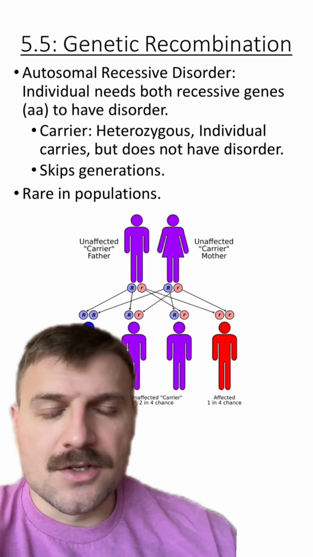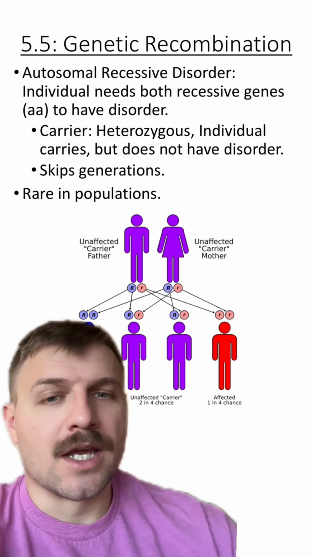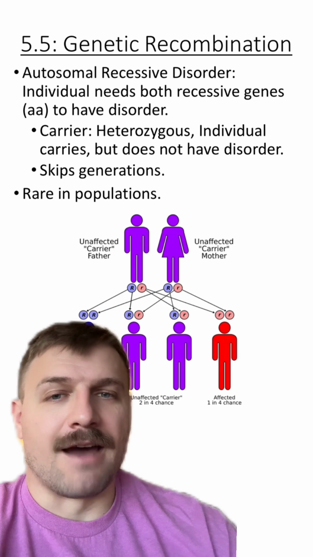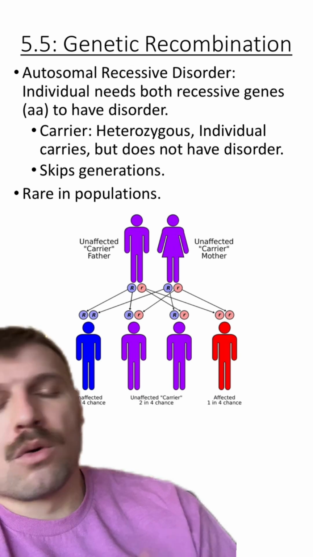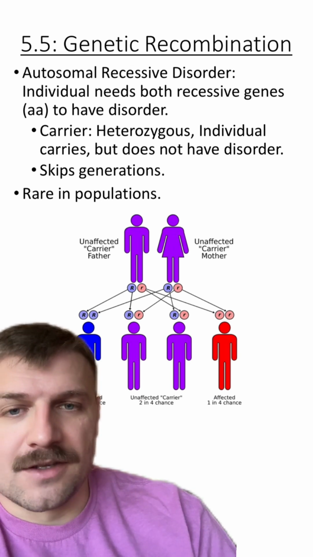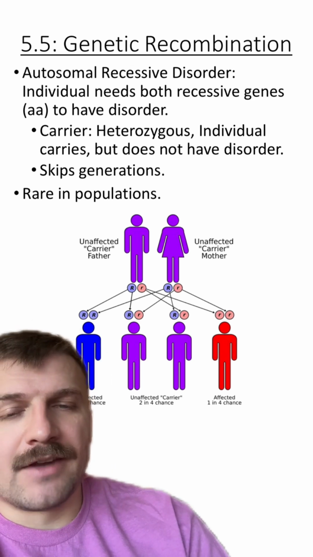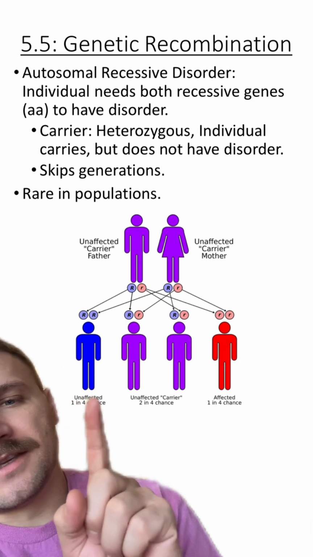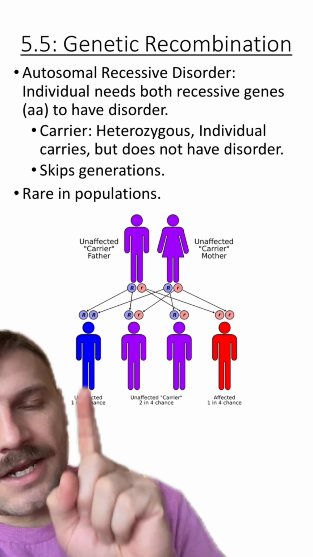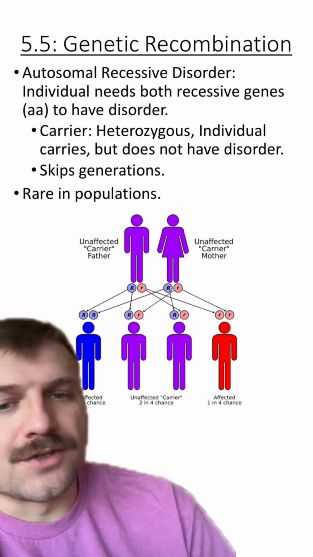Typically, we see autosomal recessive disorders skip generations since as long as they have one dominant allele, they won't have the disorder. You can see in our example here, two parents that are carriers, or are heterozygous, for this disorder. They're unaffected, which means they don't have the disorder. Their chance of having a child without the disorder is 3/4, since you can see this individual is homozygous dominant and doesn't have the disorder, and these two individuals are heterozygous and also don't have the disorder.